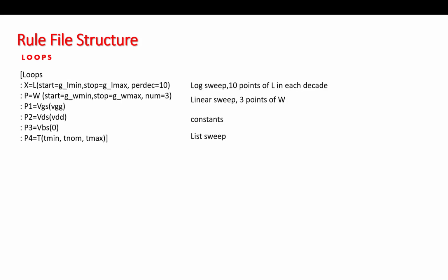And then the loops part, the several different sweep types supported in the loops section. First of all, we use the length as the example. It's a log sweep. There are 10 points of L in each decade. And then the width example, the W, is a linear sweep. You define the start-stop point, and there are 3 points of width.